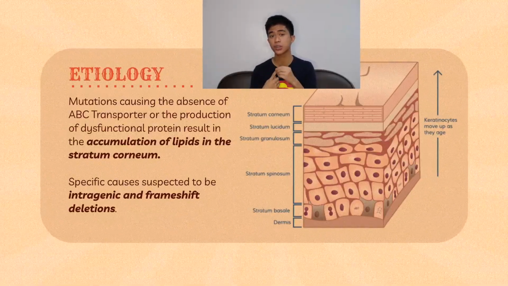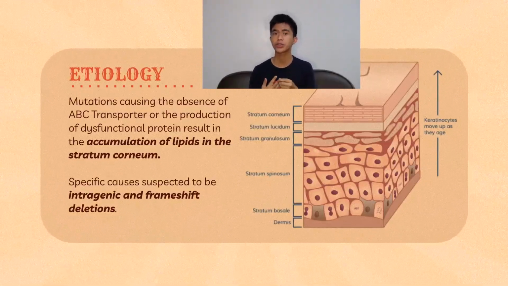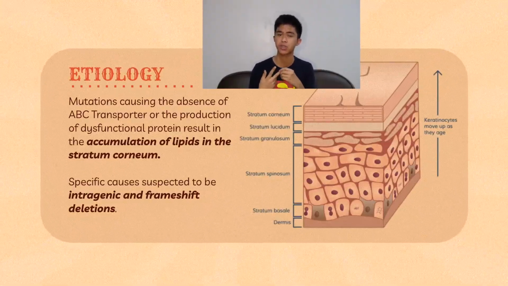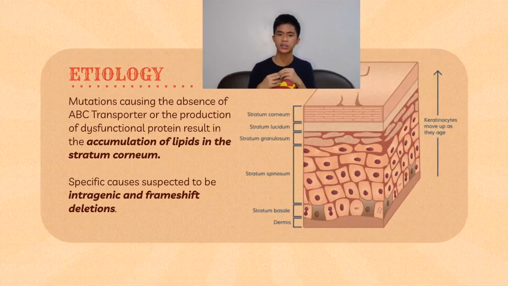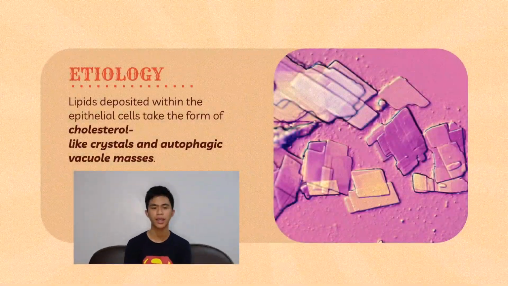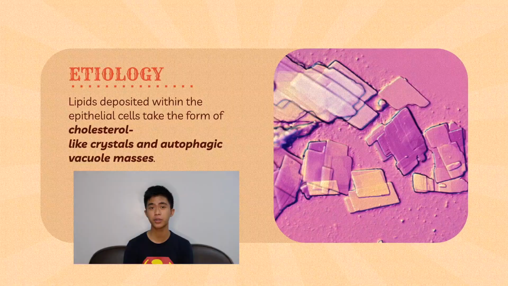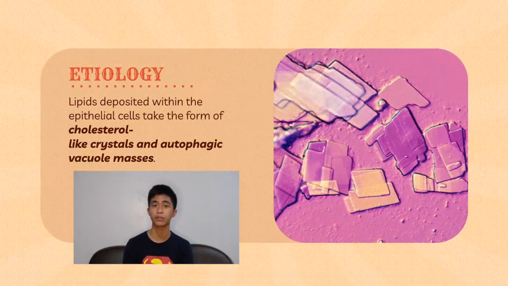Either it can cause the total absence of your ABC transporter, or it can cause the production of abnormally small versions of this protein. And both of these lead to the accumulation of lipids in the stratum corneum. It has been suspected that the mutations are intragenic and frameshift deletions in nature. Hence, lipids are deposited within the epithelial cells and take the form of cholesterol-like crystals and autophagic vacuole masses. On the image to the right, we can see an example of cholesterol crystals.